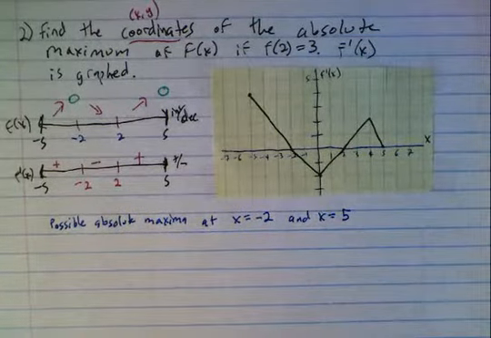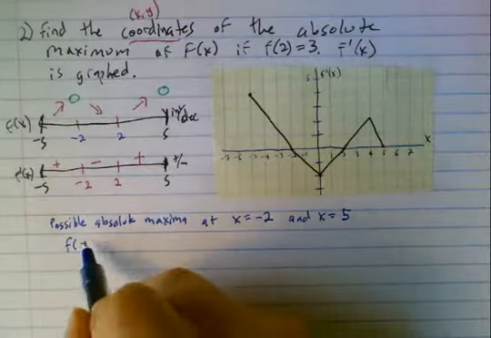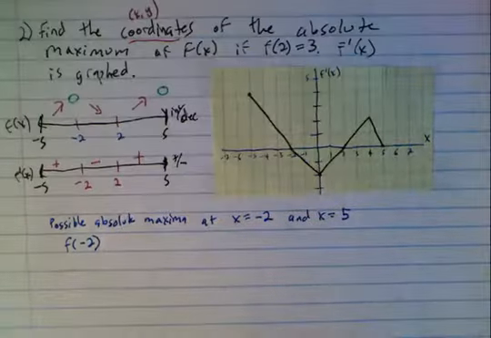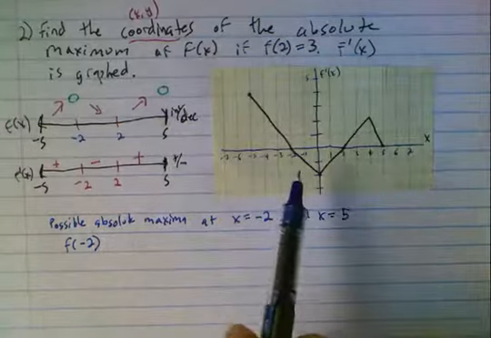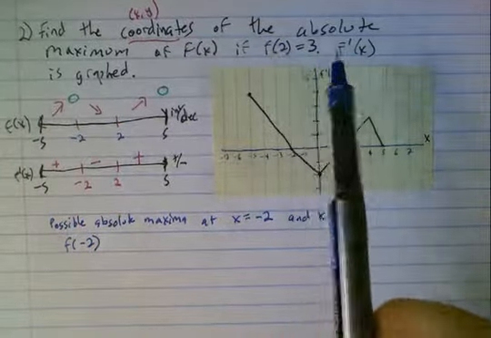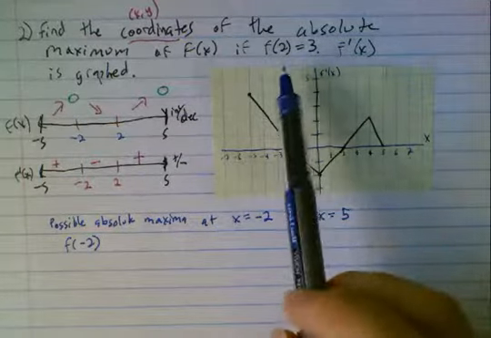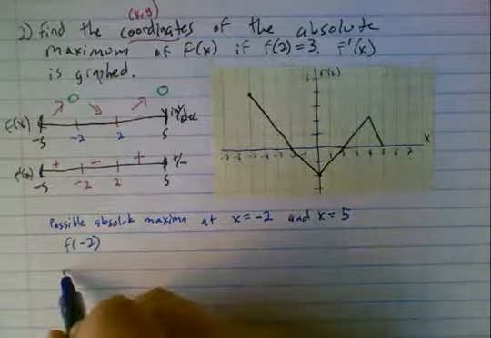So if there are possible absolute maximum at x equals 2 and x equals 5, we want to compare them. So let's find f of negative 2. And remember we have this graph here. We know what f of 2 is. So just like we were doing earlier, we want to set up, using the first fundamental theorem of calculus, a little integral that will let us calculate that.